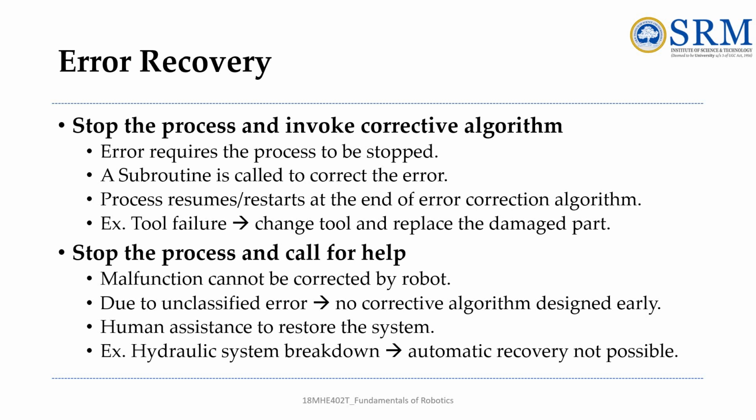Then the process resumes. And the last strategy is stop the process and call for help, if the malfunction cannot be corrected by the robot. It requires human assistance to restart the system. For example, in case of a hydraulic system breakdown, automatic recovery is not possible. At that time it requires human assistance to restore the system, because for this unclassified error, no corrective algorithm was designed earlier. So this is about the error detection and recovery strategies.